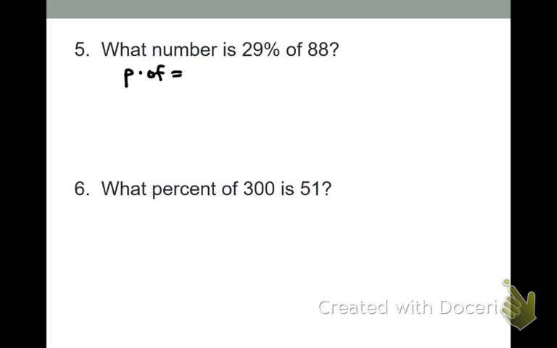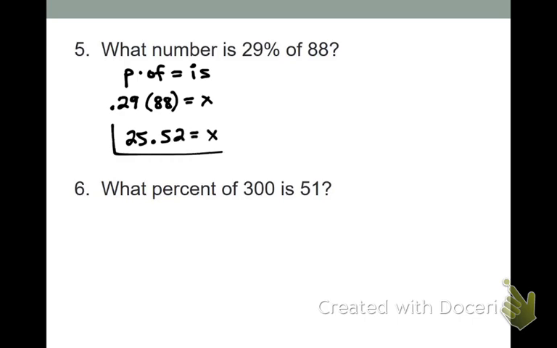Good job. Do I know my percent? What is it? Okay, it's 29%. Change to a decimal, 0.29. Do I know my of? What is it? 88. Do I know my is? Nope, so I keep it as an X. So what is 0.29 times 88? 25.52 equals X. And that is your answer.